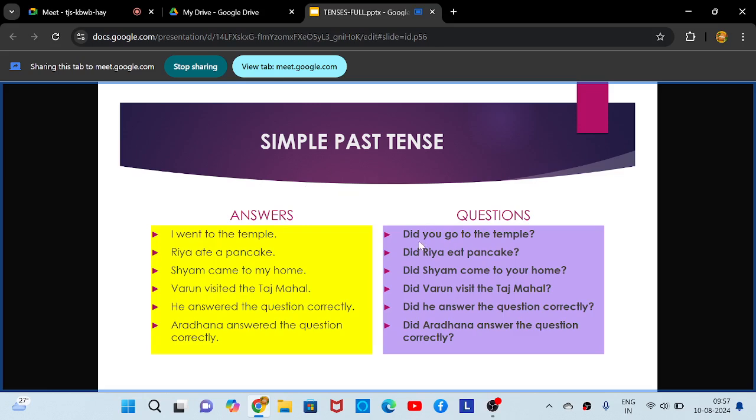So here there is one thing that you have to know. If you are using did in a sentence to form questions, you should always use the V1 form only. Did you go? Did Ria eat? Did Shyam come? Did Varun visit? Did he answer? All these are in V1. But when you are writing the answers, change it into V2. Go becomes went, eat becomes ate, come becomes came, visit becomes visited, answer becomes answered.